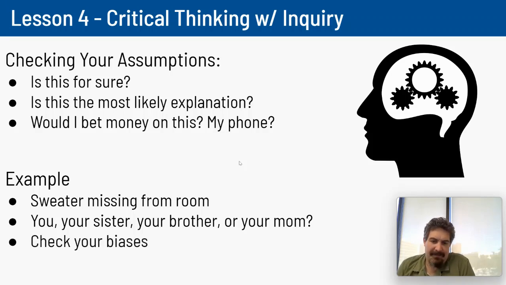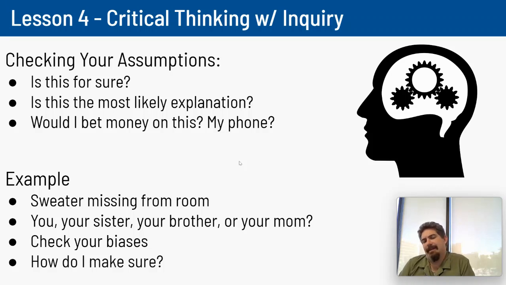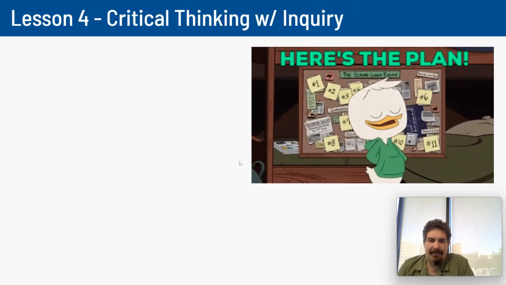And check your biases. If you're always getting on your sister or brother's case about borrowing your clothing, it might be the most likely explanation. But if you decide that it's true for sure, that's a bias because you don't have any evidence yet. How do you make sure that it's your brother or your sister or your mom, or maybe you misplaced it and forgot that you misplaced it? How do you make sure?